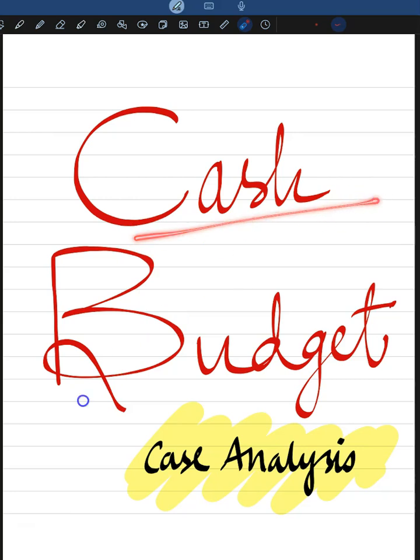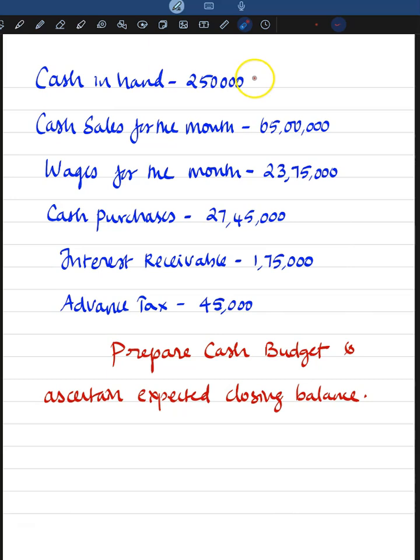Let's prepare a small cash budget through a case analysis in this session. You have this information: cash in hand 2,50,000, cash sales for the month is 65 lakh, wages is 23,75,000, cash purchase is 27,45,000, interest receivable is 1,75,000, advance tax, let's assume it as advance tax paid 45,000. You have to prepare the cash budget and ascertain expected closing balance.